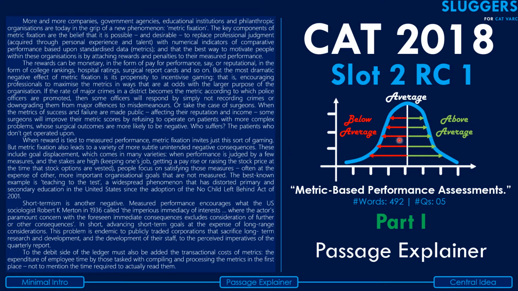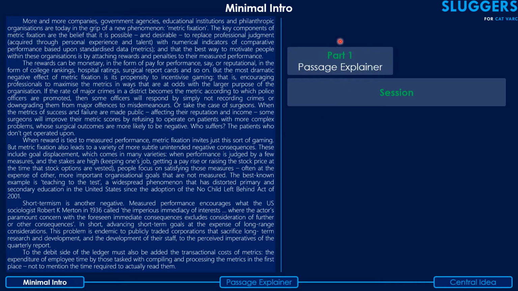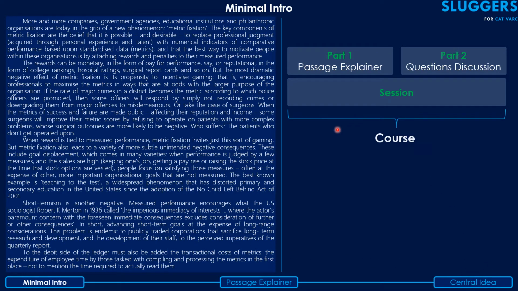Now, for those of you who have not watched any videos of these sessions before, know that the session in which we'll be dealing with this RC, the questions and explanation, everything, is divided into two parts. The first part is where I explain to you each and every line of the passage. The second part is where I take you through the questions. The current video that you're watching right now is the first part of this particular RC. This is where I'll be taking you through the passage explainer, and we'll also discuss the central idea.